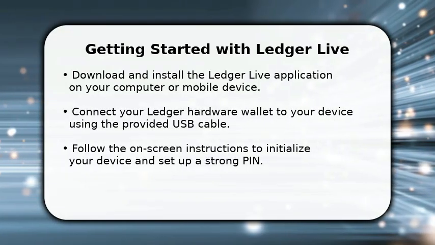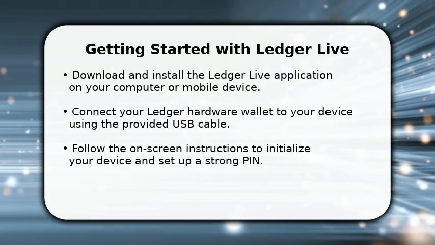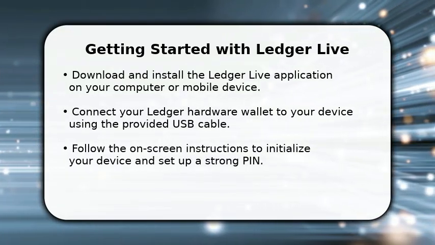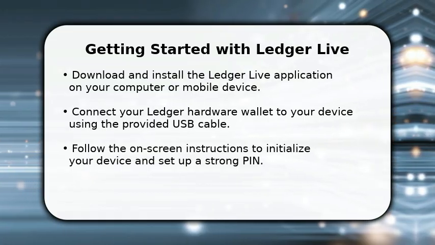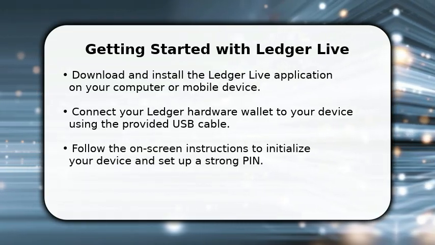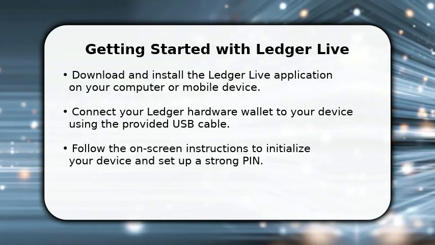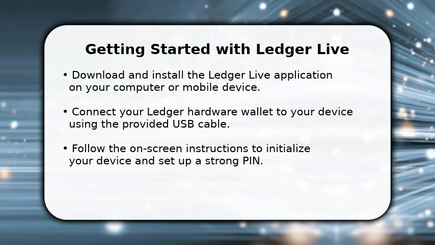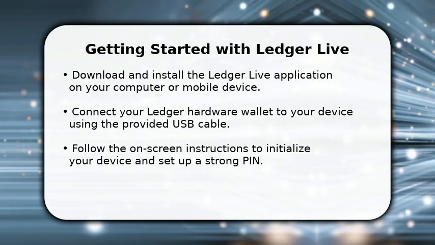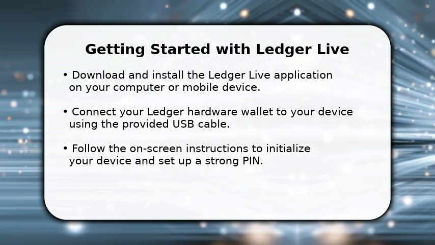In this video, I will explain how to use the Ledger app. First, download and install the Ledger Live application on your computer or mobile device. Next, connect your Ledger hardware wallet using the provided USB cable. You will then follow the on-screen instructions to initialize your device and set up a strong 8-digit PIN.